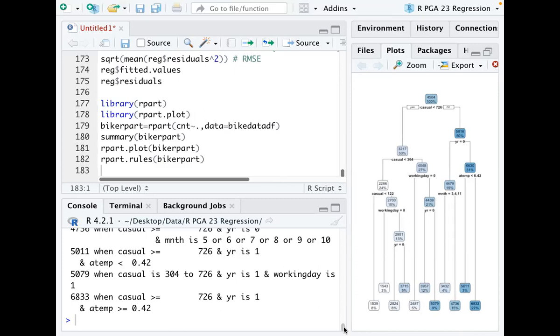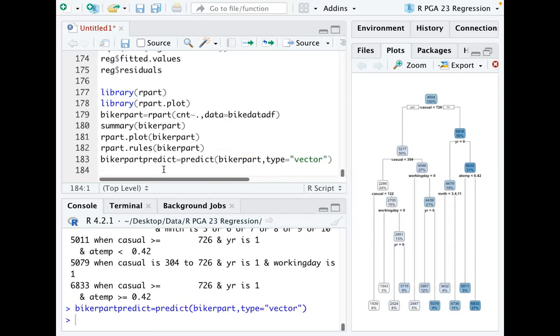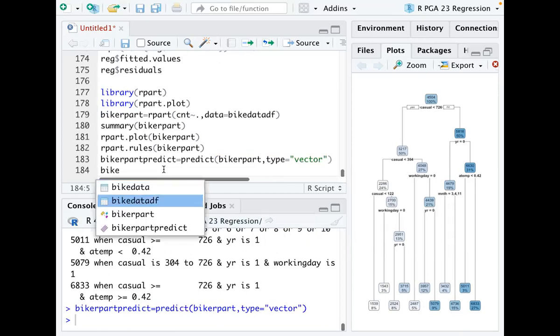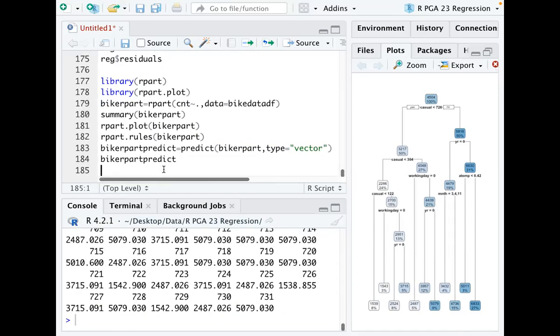The same rules on the tree are used for prediction. bike_rpart_predict = predict(bike_rpart, type = "vector"). bike_rpart_predict. So you get the predicted values for each observation using the rules.